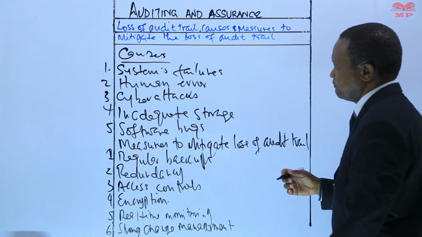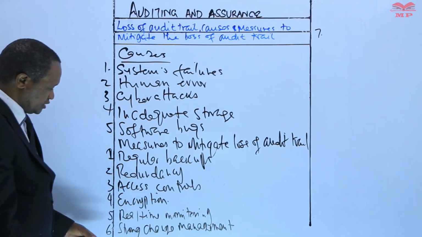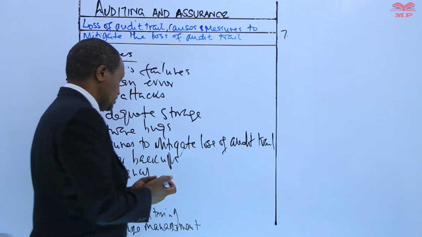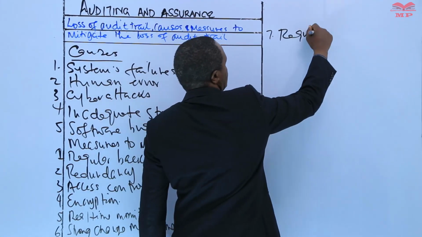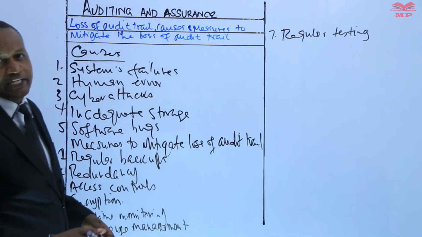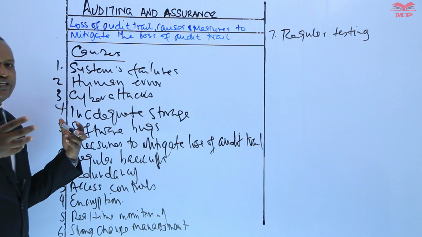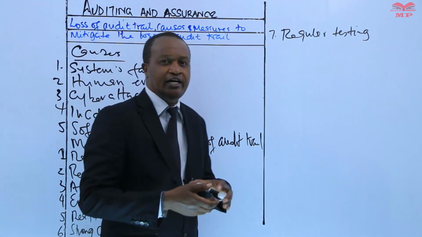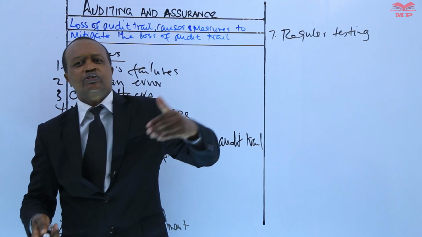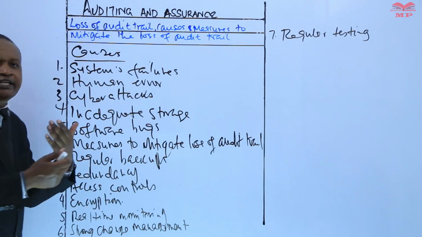Let's add another measure. These are 6 measures. Another measure is regular testing. Conduct regular testing of backup and recovery procedures to ensure that they are functioning correctly and can restore audit logs in case of loss. You understand? Regular testing.